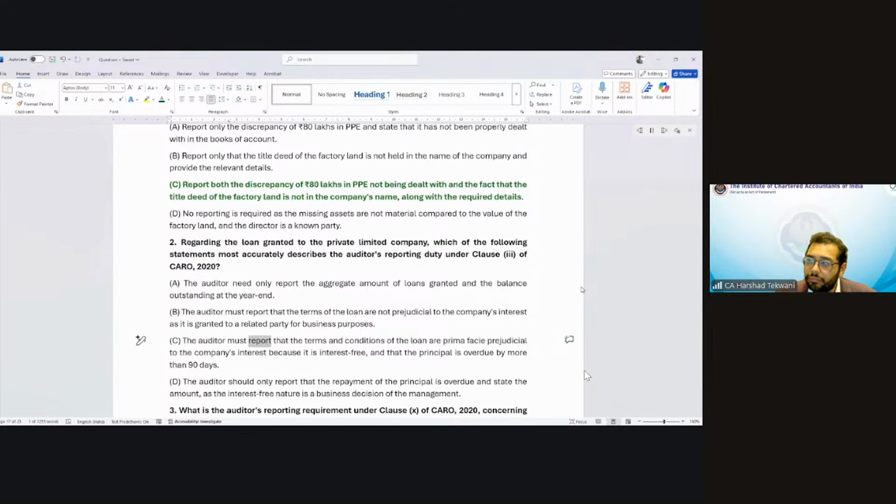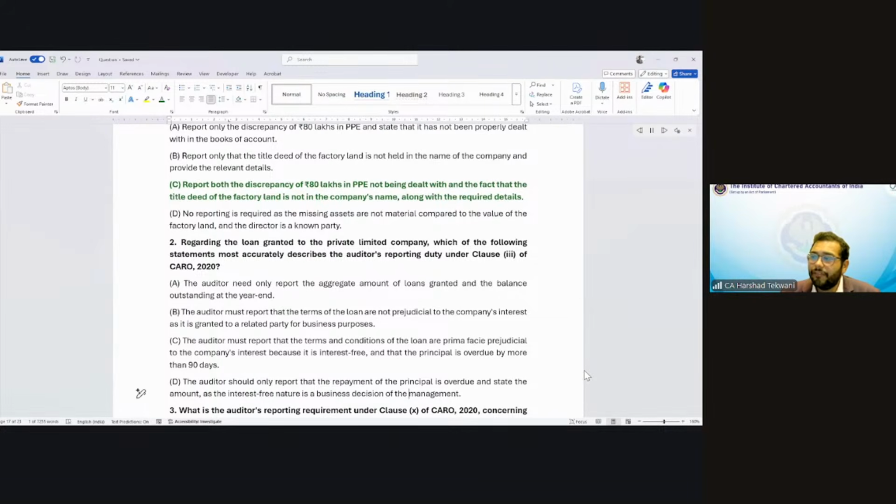C. The auditor must report that the terms and conditions of the loan are prima facie prejudicial to the company's interest because it is interest-free, and that the principal is overdue by more than 90 days. D. The auditor should only report that the repayment of the principal is overdue and state the amount, as the interest-free nature is a business decision of the management.